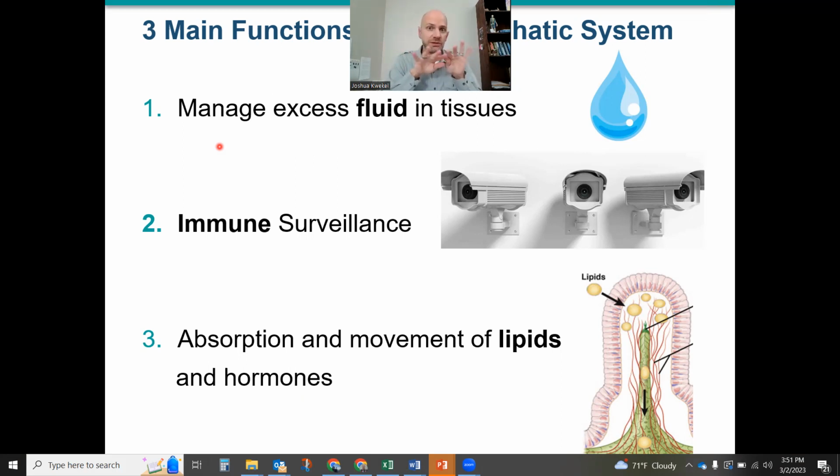This system is surveying for those bad guys and removing them from the system, or rendering them harmless. Thirdly, and lastly, and importantly, processing of lipids. Part of the lymphatic system is about processing lipids from the digestive system. Sounds kind of like a weird thing, but lipids are processed differently than carbohydrates, proteins, and amino acids. So absorption and movement of lipids in the lacteals, which is part of the lymphatic system.